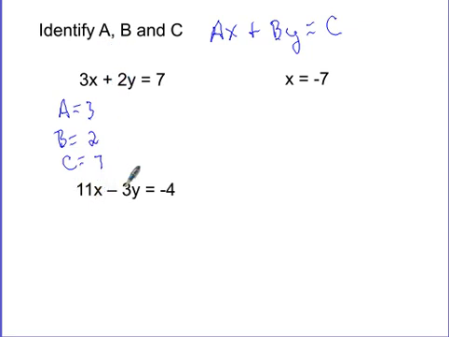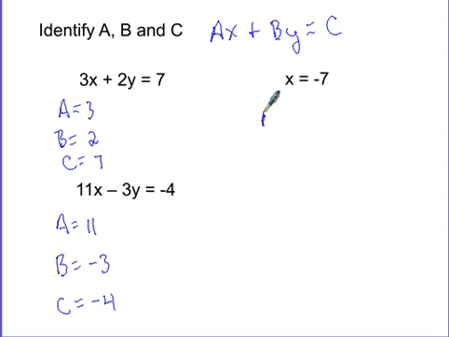How about this one here? 11x minus 3y equals negative 4. So what is a? 11. A is 11. Negative 3. B is negative 3. Good. Check the minus sign. And c is negative 4. So pay attention to those minus signs, negative signs, and we've got to make sure that we identify the parts properly. What about this one?